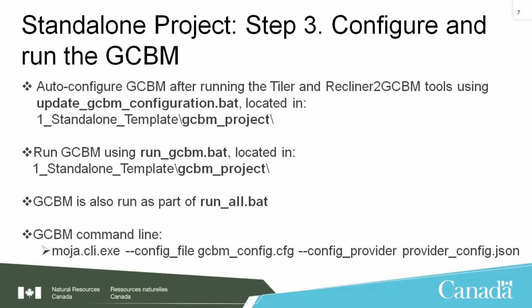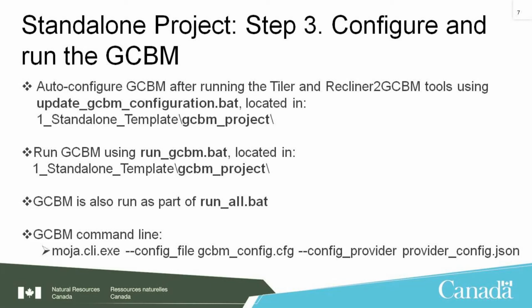Another batch file in the Gcbm_project folder called update_gcbm_configuration.bat can be run once the tiler and recliner to GCBM steps are completed in order to render the whole configuration up to date. This configuration step is also part of the run_all.bat file that has already been discussed.